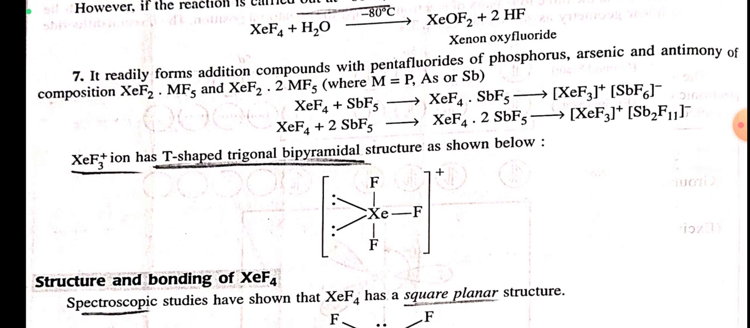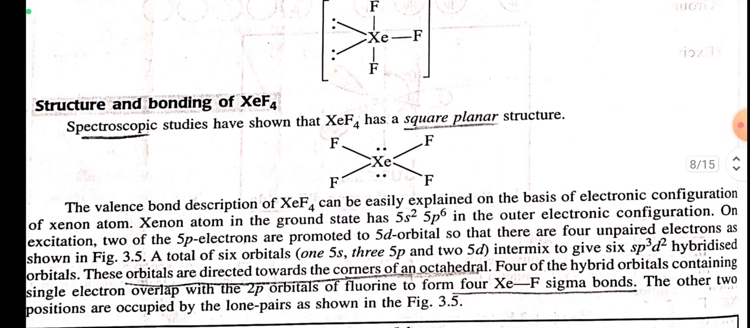It readily forms addition compounds with pentafluorides of phosphorus, arsenic and antimony of composition XeF4·MF5 and XeF4·2MF5. XeF4 reacts with SbF5 to give XeF4·SbF5 containing the ions XeF3+ SbF6-. XeF3+ has a T-shaped trigonal bipyramidal structure.